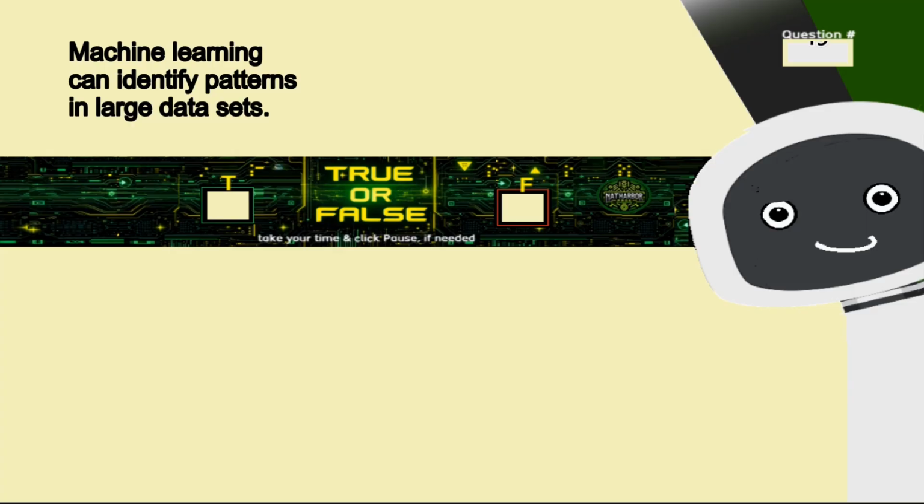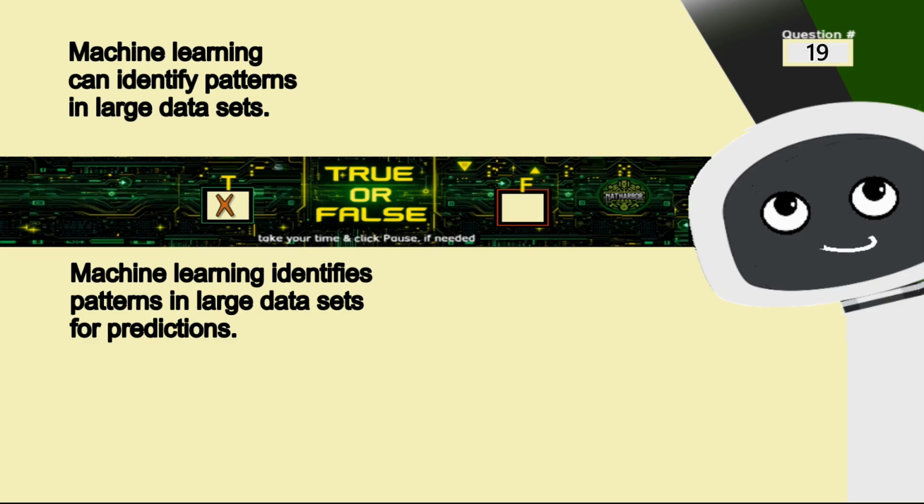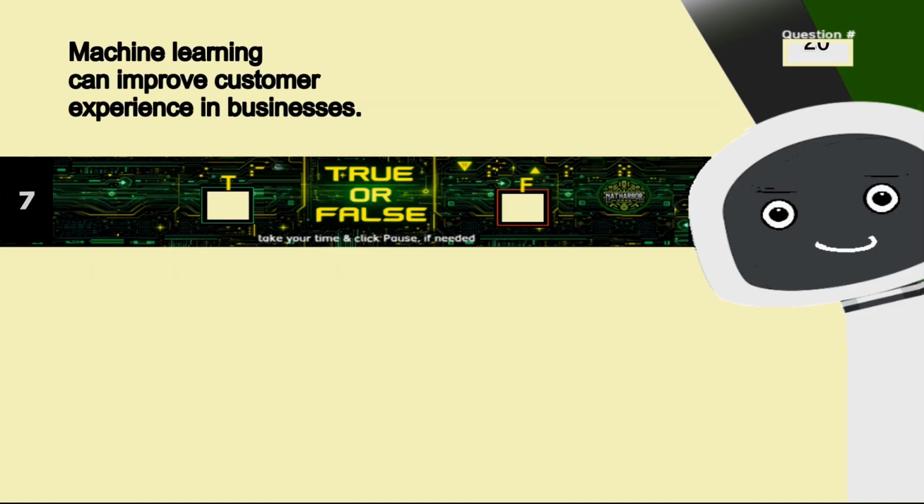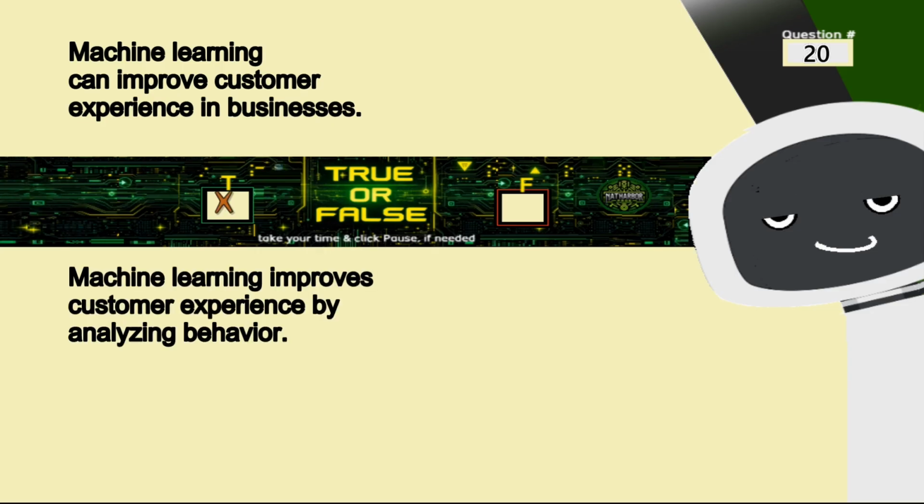True or false? Machine learning can identify patterns in large data sets. Yes, of course, that's true. Machine learning identifies patterns in large data sets for predictions. True or false? Machine learning can improve customer experience in businesses. Of course, that's true. Machine learning improves customer experience by analyzing behavior.